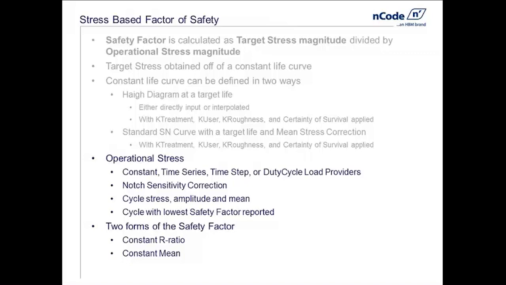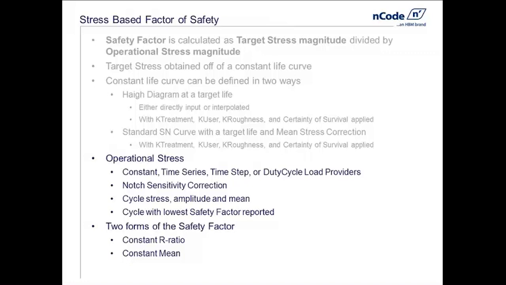Stresses coming out of those load providers can be corrected for notch sensitivity, which we'll talk about later. And then they are rainflow counted to basically identify cycles. And we take these cycles and break them into amplitude and mean. That stress cycle is compared to our constant life diagram and used to calculate a factor of safety.